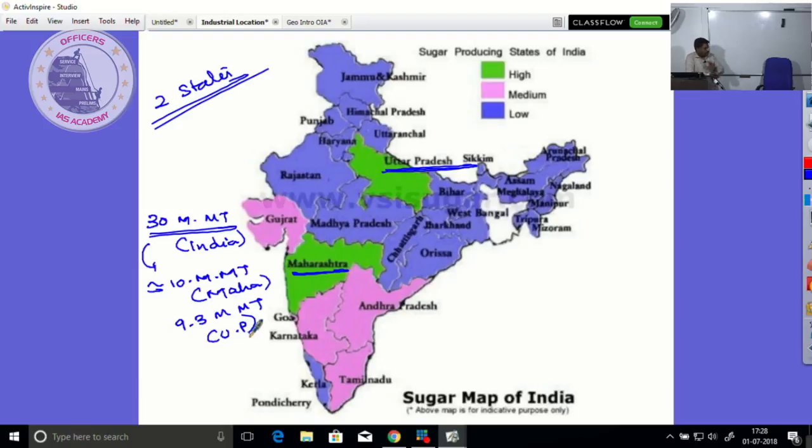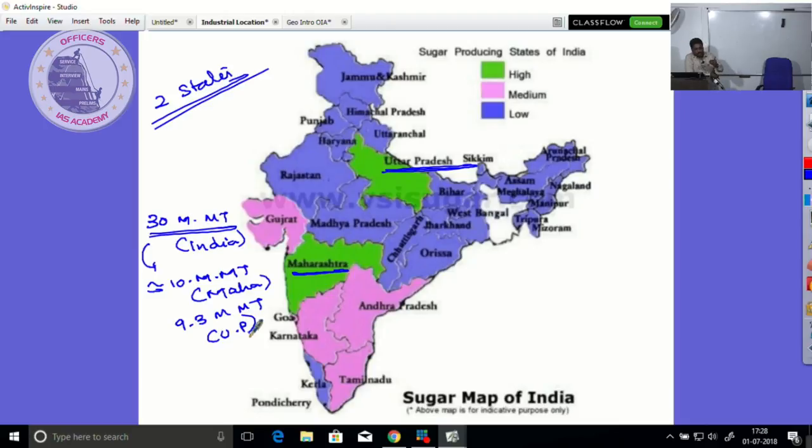Now, one more observation is there. Generally, if I take sugarcane production as such, Uttar Pradesh will be number one. When I talk about sugar production, it will be Maharashtra.